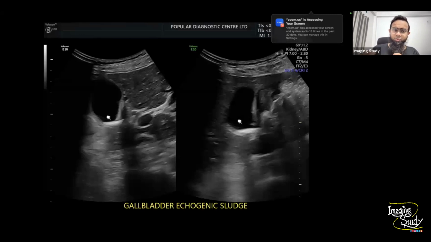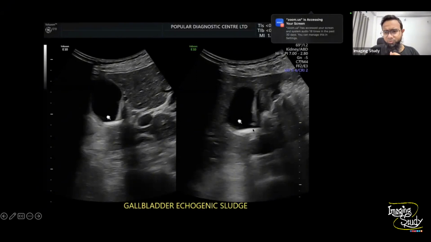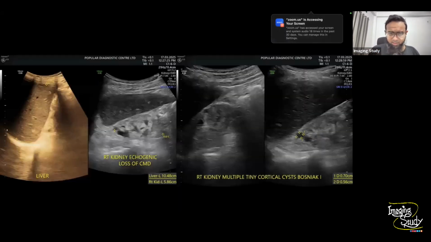Here we put the transducer at the right costal margin, and now you can see within the gallbladder lumen, sometimes we miss these things, you see some echogenic sediments here. These are actually echogenic sludge. We took the pictures from different angles also. There was sludge inside, but I missed the video for this. It's not a very important finding for this patient, so we will ignore it. But there was biliary sludge.